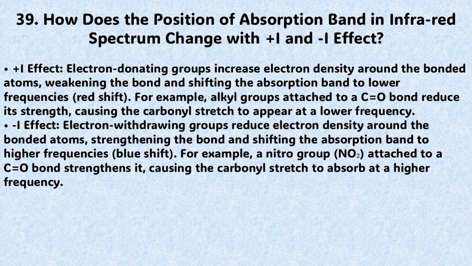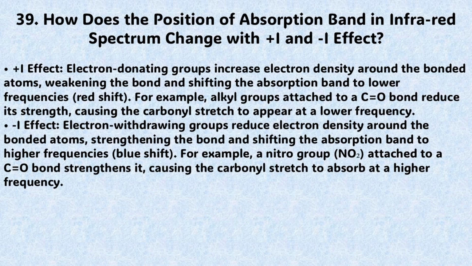For example, alkyl groups attached to a C=O bond reduce its strength, causing the carbonyl stretch to appear at a lower frequency. -I effect: electron withdrawing groups reduce electron density around the bonded atoms, strengthening the bond and shifting the absorption band to higher frequencies, blue shift. For example, a nitro group, NO2, attached to a C=O bond strengthens it, causing the carbonyl stretch to absorb at a higher frequency.